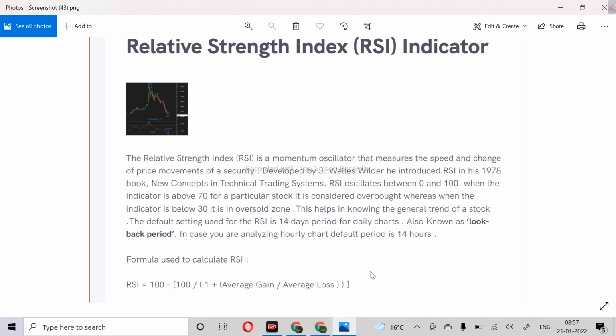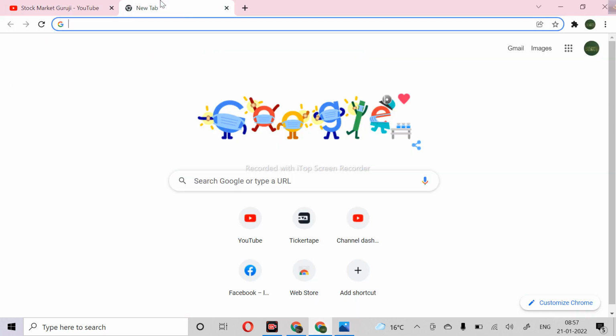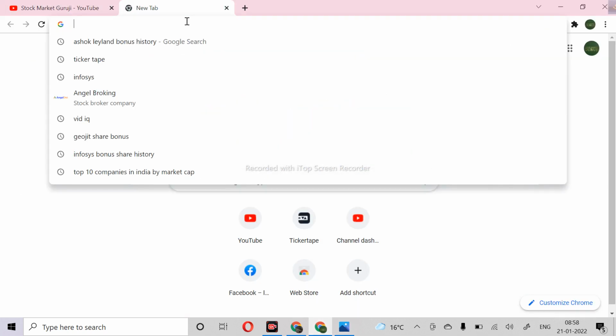And what happened, within half an hour I saw the stock price start coming down. So just by studying the RSI indicator of Adani Power, I saved myself from a big loss. And you can check even today that Adani Power has not gone up after that. So RSI is a very good indicator to study a stock. And let's do a practical examination.